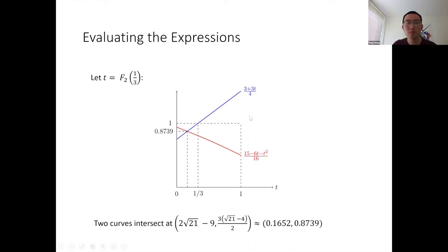So let t be f2 of 1/3. We plot these two functions here. The blue line, (3 plus 3t) over 4, is for the NAE-3 clause. And the red curve, (15 minus 6t minus t squared) divided by 16, is for the NAE-5 clause. So you can see that the y-coordinate of the intersection of these two curves is about 0.8739. So what this means is that no matter what rounding scheme you use, no matter what f2 of 1/3 is, you're going to perform worse than 0.8739 on either the 3 class or the 5 class.